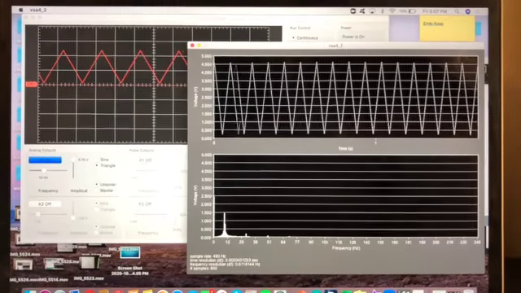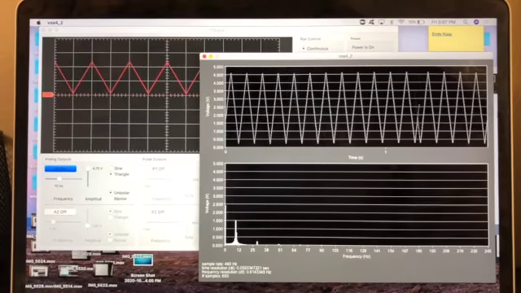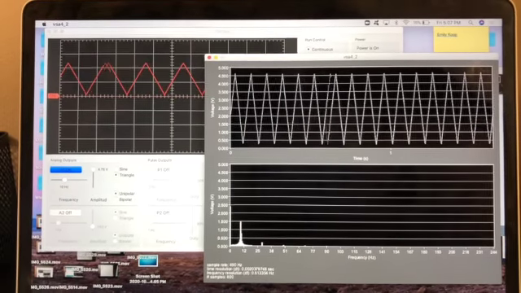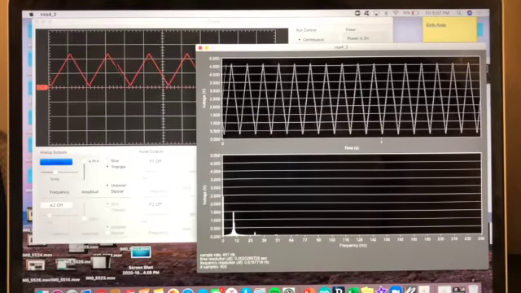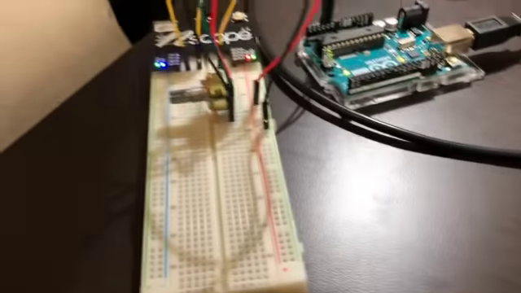A triangle wave is similar to a square wave, except it takes in a smaller number of sines and cosines, so there are fewer peaks. As you can see here, there are about only 1, 2, 3, 4, maybe 5 peaks. And here's my circuit.